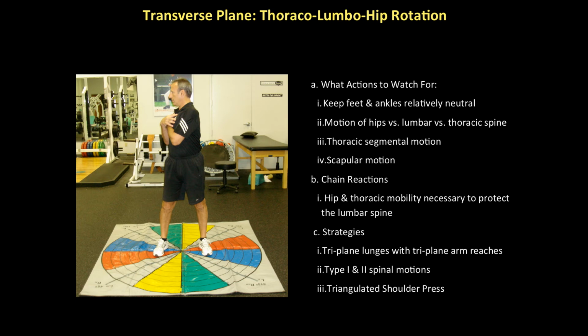It is critical that there be adequate motion in the thoracic spine to protect the lumbar spine, as the thoracic spine is one of the most mobile regions of the body. If it becomes limited in motion, the lumbar spine often compensates to allow the necessary movement in the transverse plane.